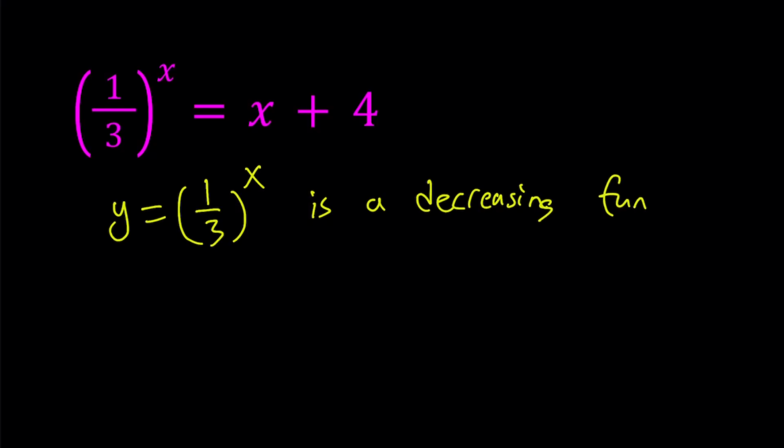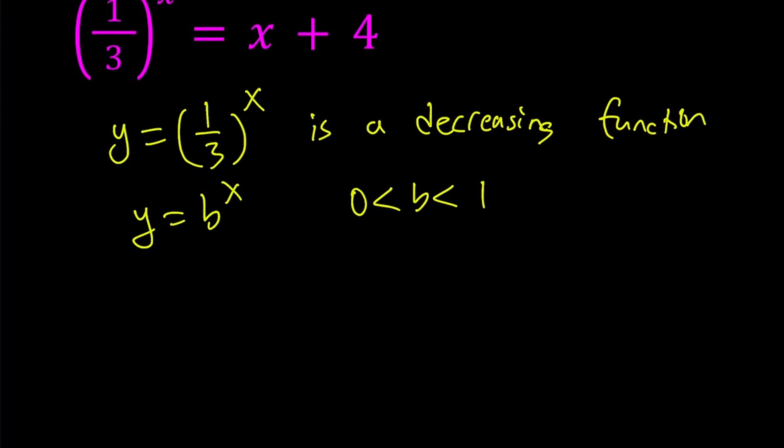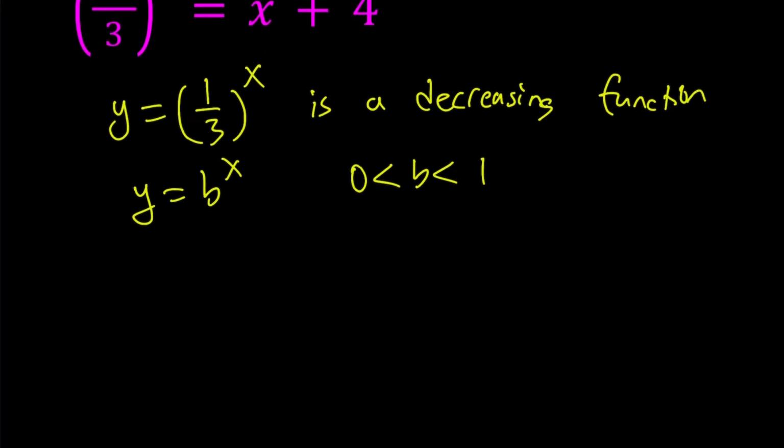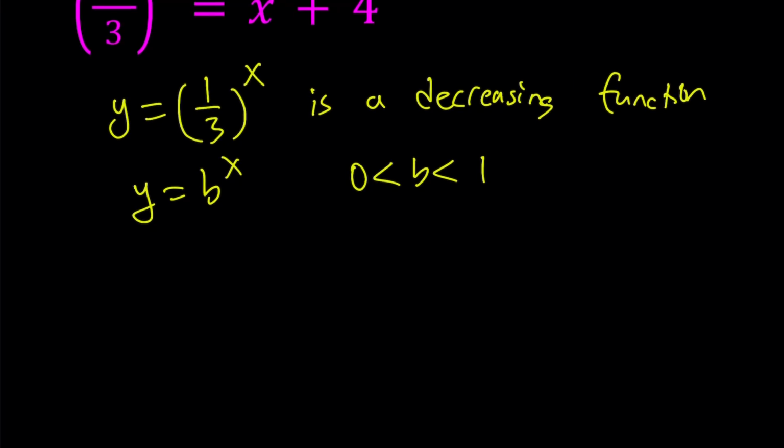In general, y equals b to the power x is decreasing if b is between 0 and 1. Obviously, you don't want b to be negative. You don't want it to be 0. You want it to be positive. So there are two options: either b is between 0 and 1, or b is greater than 1. In this case, our b, which is 1/3, falls in this interval.